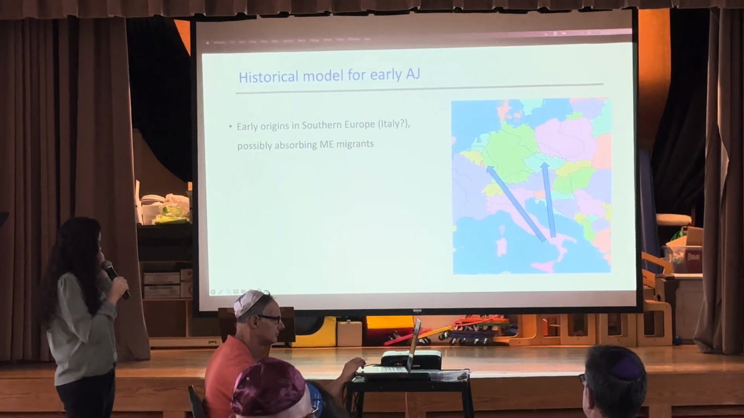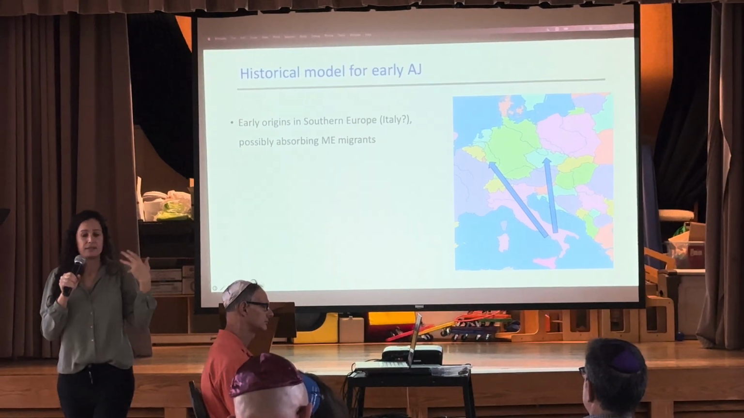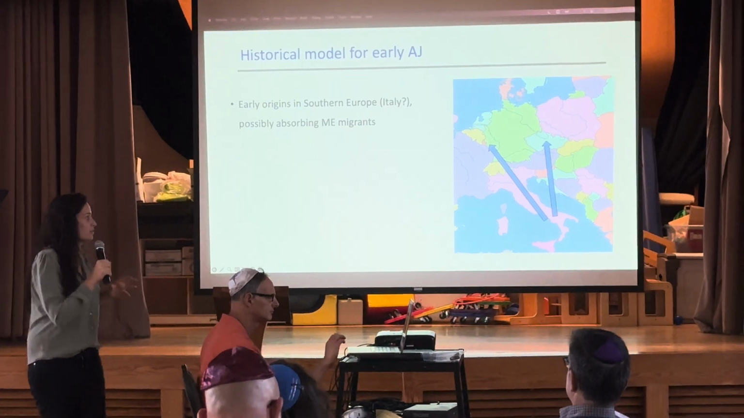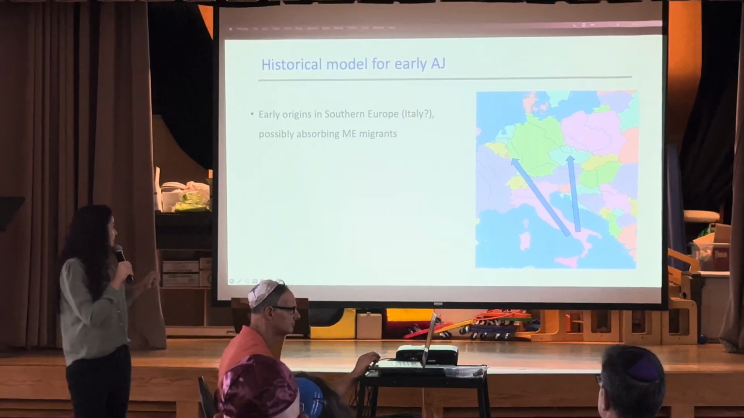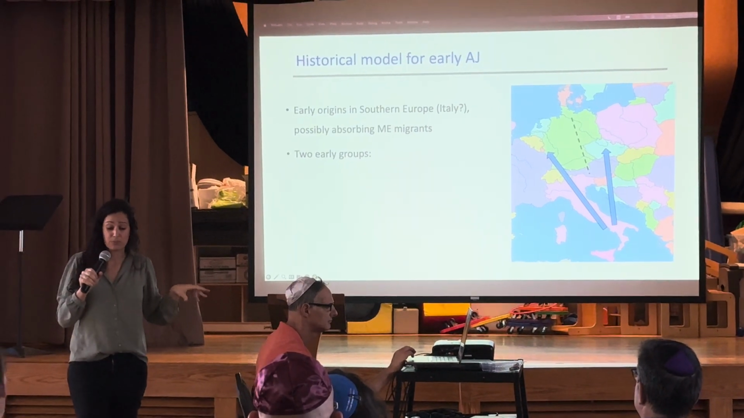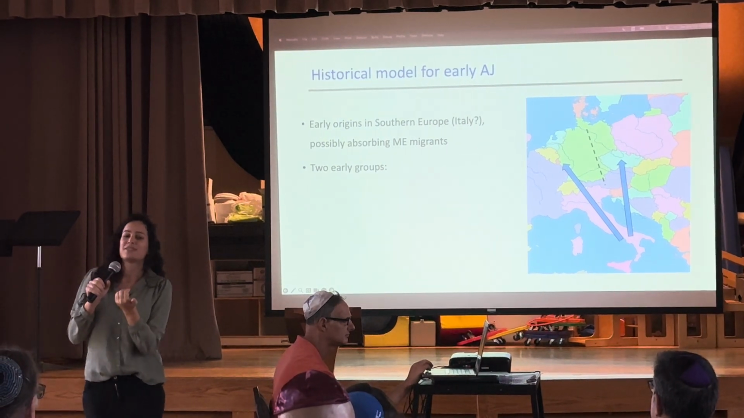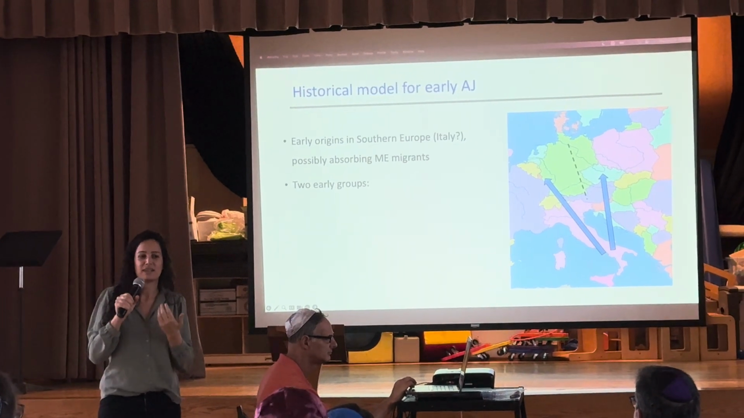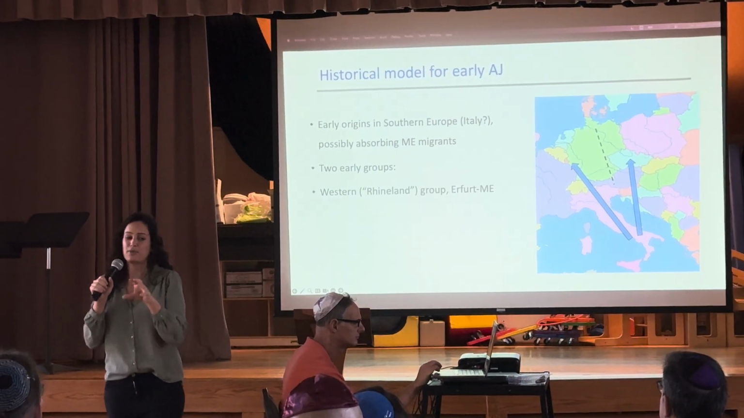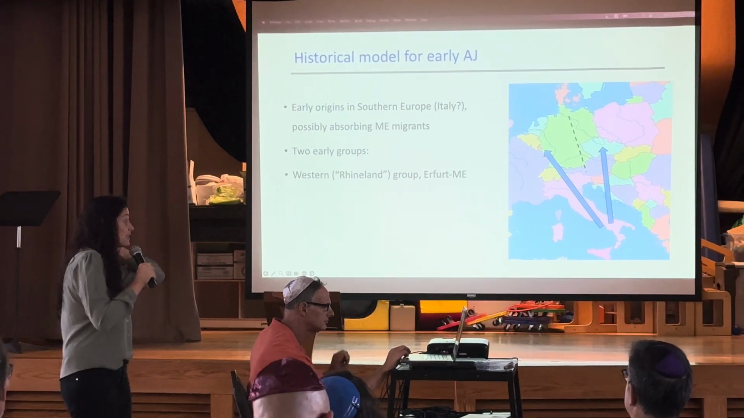Okay, so if we rethink the early history of Ashkenazi Jews based on our findings, it is consistent with some origins in Southern Europe. So maybe there were some immigrants from the Middle East to Italy in the times of the Roman period, and then at some point a subgroup of these Jews moved to the region of Ashkenaz.